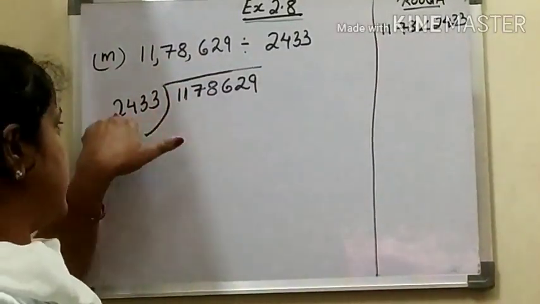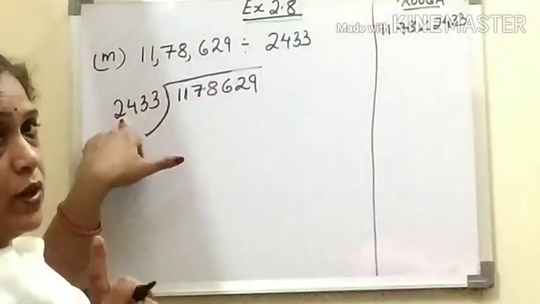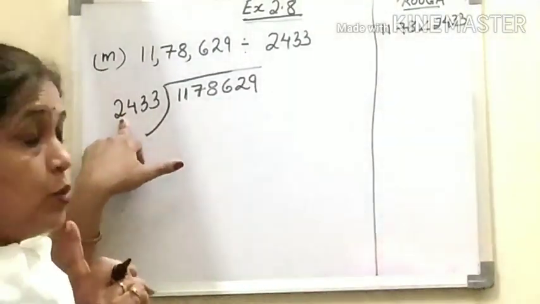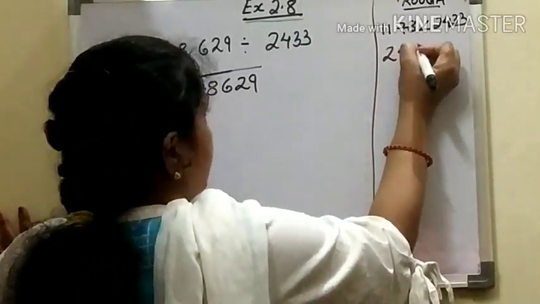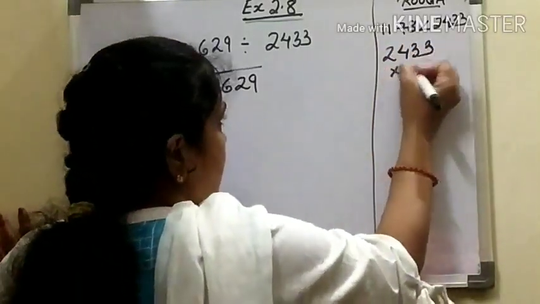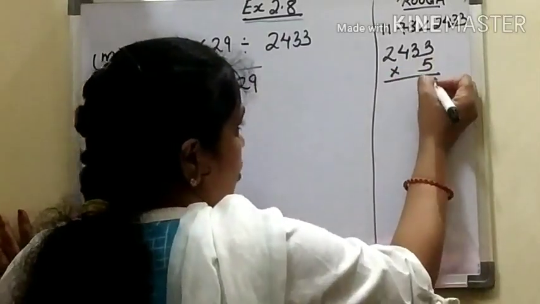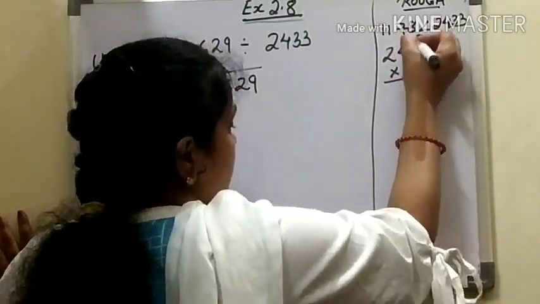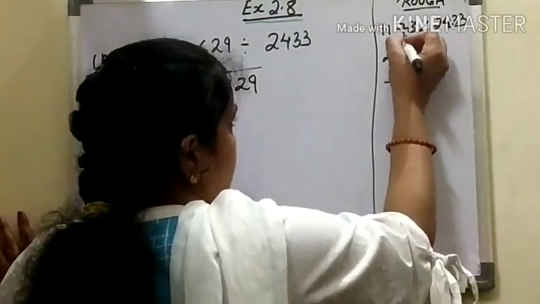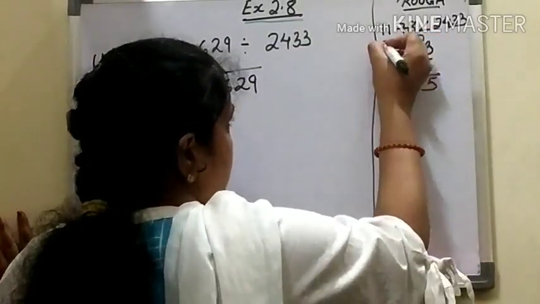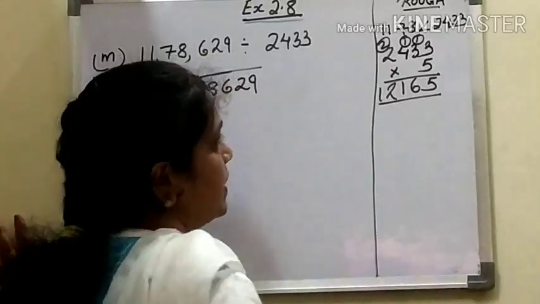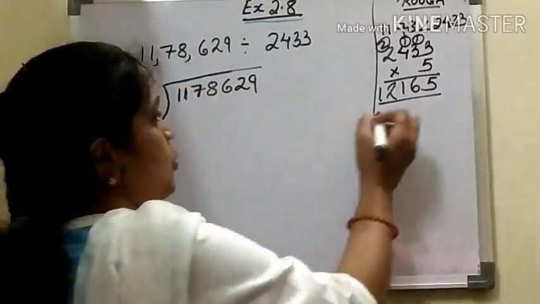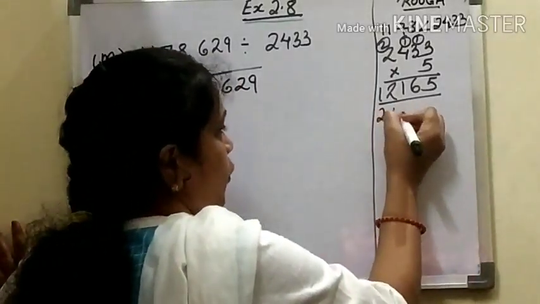So see the first digit 2. And you know the multiplication table of 2. 2 5s are 10. So let us do by 5 and find the product. 5 3s are 15, 5 3s are 15 plus 1, 16. 5 4s are 20 plus 1, 21. 5 2s are 10 plus 2, 12. Now we got a bigger number, 12165. So we will do by 4.